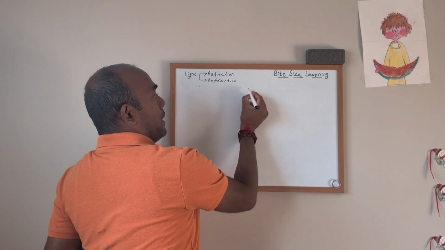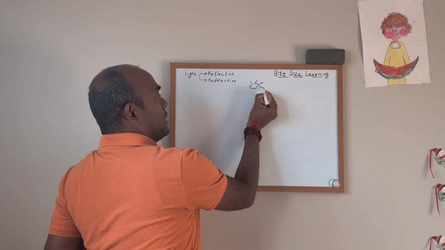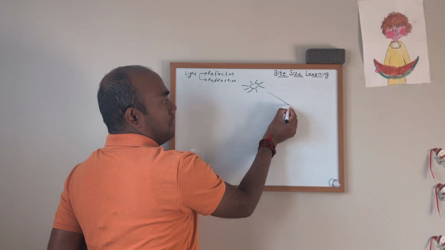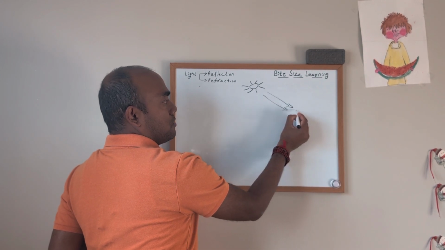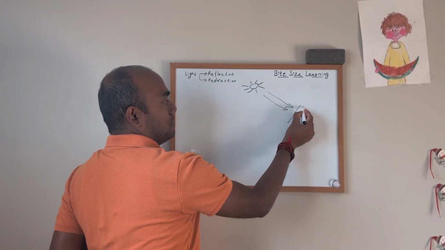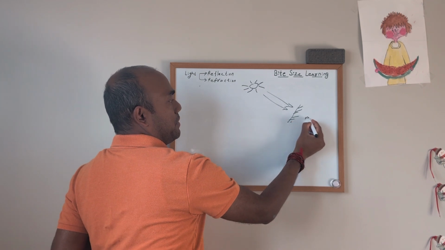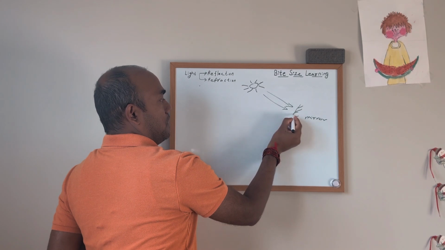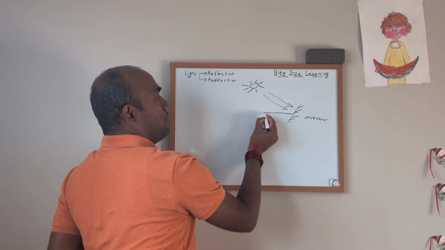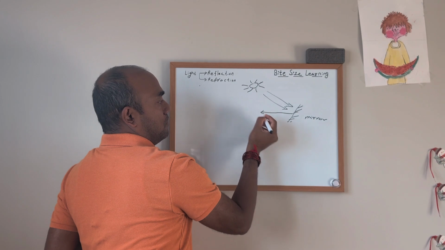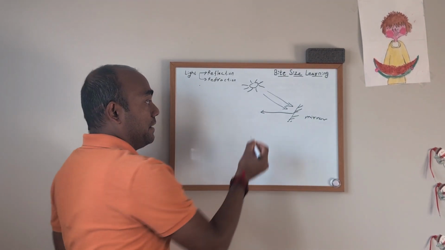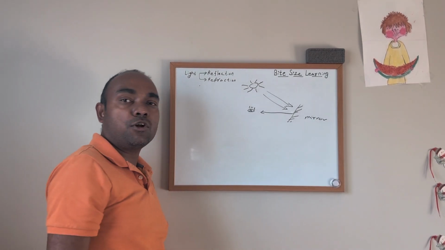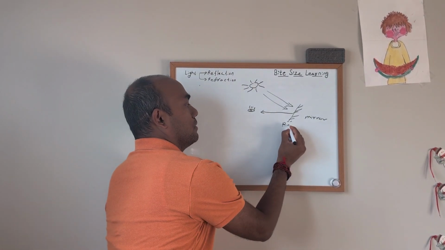When there is a natural form of light, say the sun, and it falls on a smooth surface, let's say this is a mirror, the light gets reflected or bounces back, and it travels and reaches the eye of a person. This phenomenon is called reflection.